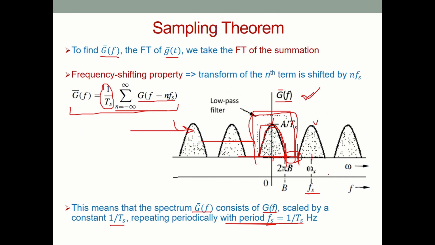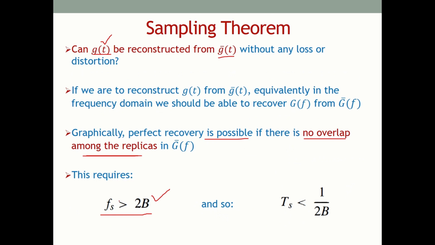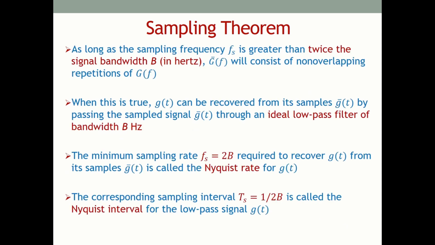So the greater this sampling frequency is, the easier it is for us to design a filter that can filter out the spectrum of G(f), right? If we take the reciprocal, it gives us the time period between the samples, and that should be less than 1 over 2B. So as long as the sampling frequency Fs is greater than twice the bandwidth B in hertz, we can reconstruct G(f) from G'(f), right?